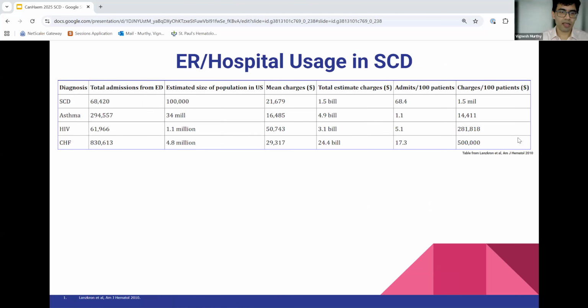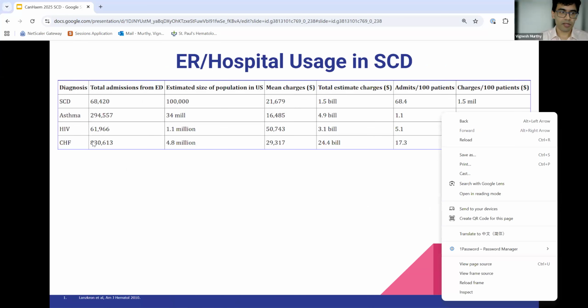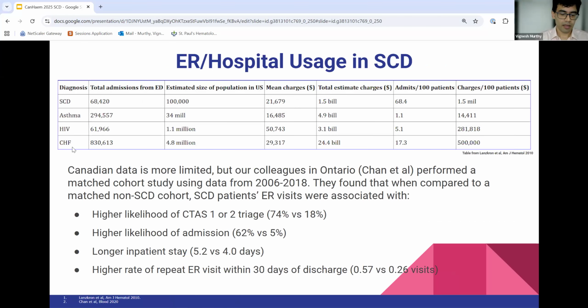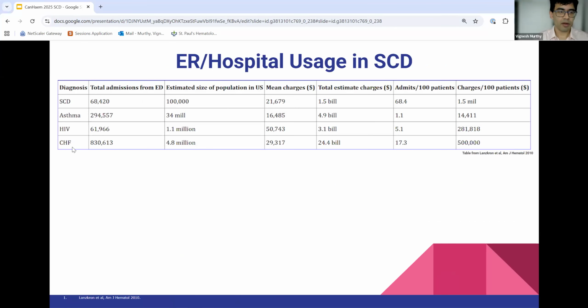So looking at ER and hospital usage in sickle cell, this slide is a little busy, and I'm not going to spend too much time on this, but the key is that this was an American study that looked at ER and inpatient usage in 2006. At the time, the estimated size of the sickle cell population was 100,000 compared to 4.8 million people living with CHF in the States.